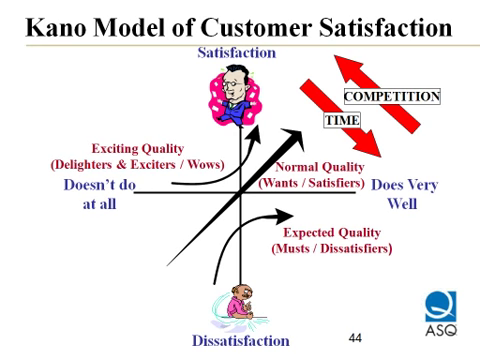And finally, it gets to the point where everybody expects it. And so, over a period of time, there is a movement from exciting to normal to expected. That is, from wows to wants to musts in terms of attributes or qualities. Not quality, but the qualities of a particular product or service.